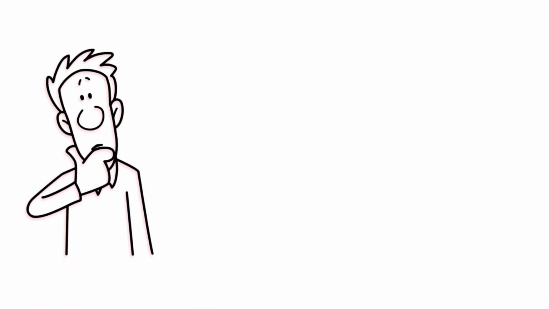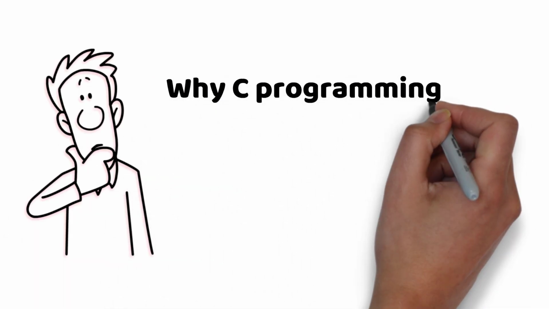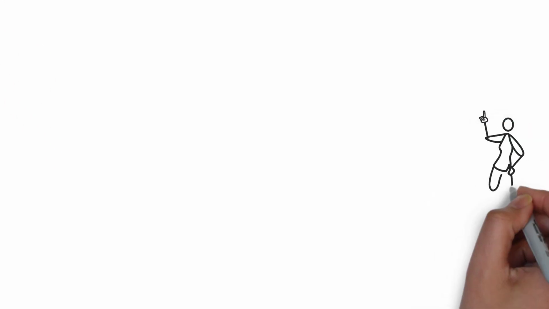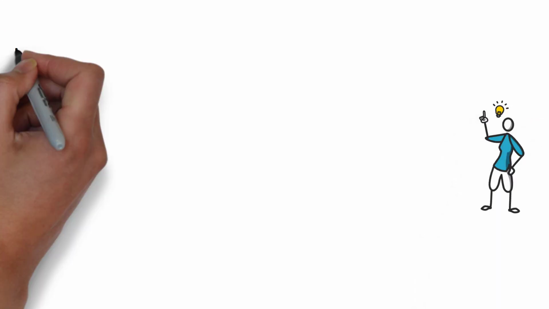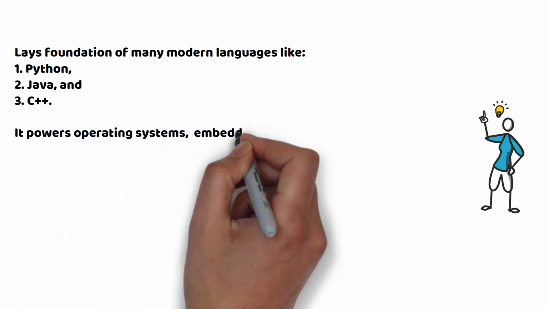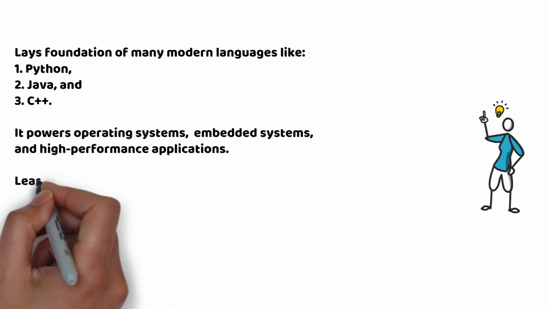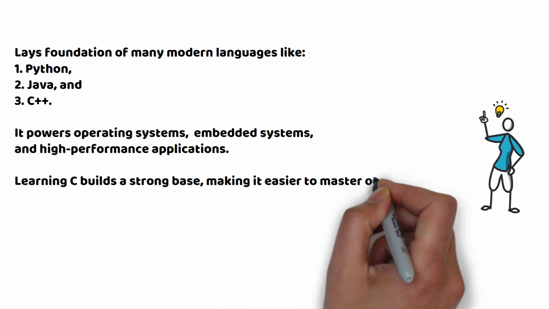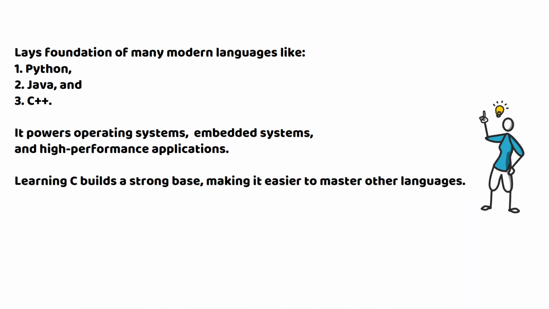But first of all, why learn C programming? Well, C is the foundation of many modern languages like Python, Java, and C++. It powers operating systems, embedded systems, and high-performance applications throughout the world. Learning C builds a strong base, making it easier to master other languages.